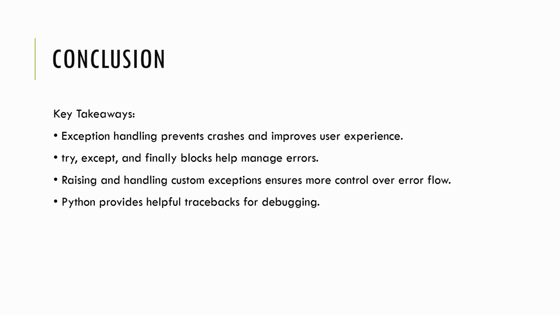To wrap up, remember that exception handling is crucial in ensuring your program runs smoothly even when errors occur. By using try, except, and finally blocks, we can catch and handle errors efficiently. Raising custom exceptions gives you even more control over how errors are managed. Lastly, always use Python's helpful tracebacks for debugging. Happy coding!